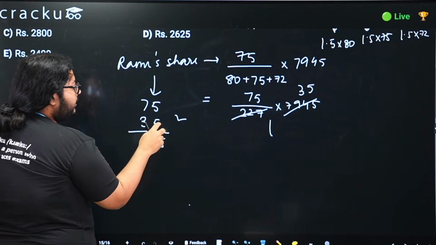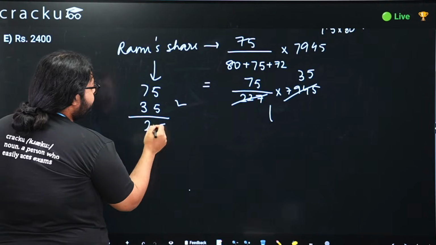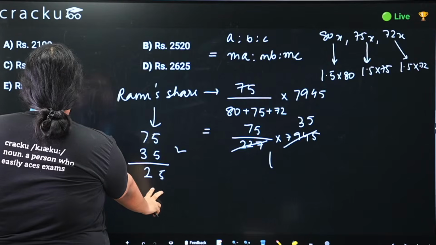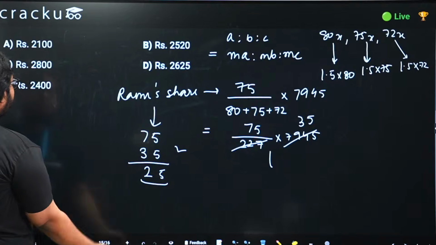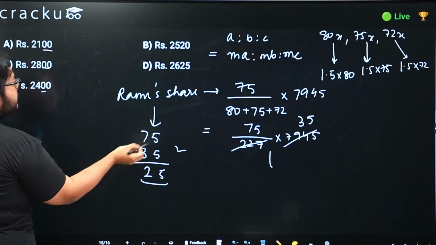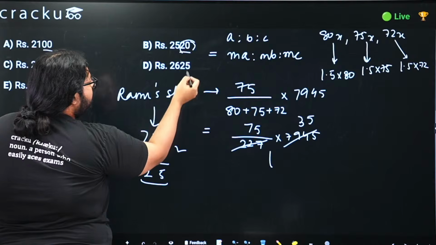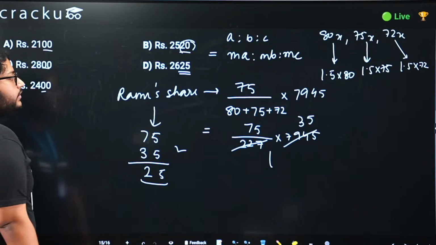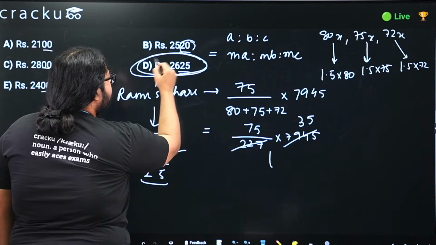35, 15, which is 52. Okay, so it ends with 25. All of them end with zeros. This is the only number ending with 5. So the correct answer has to be this.